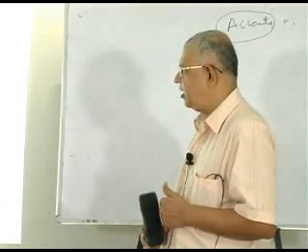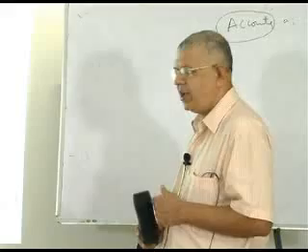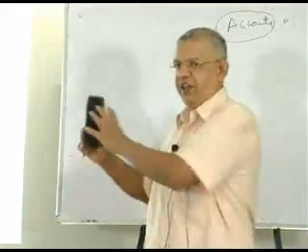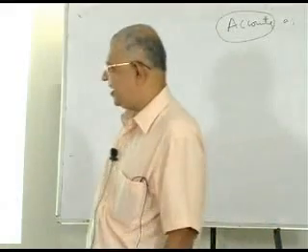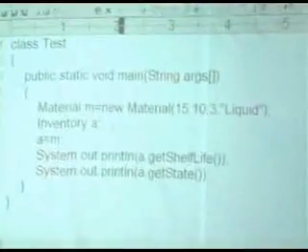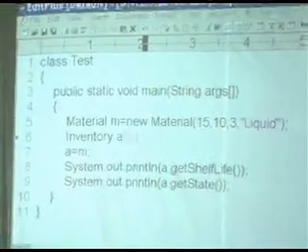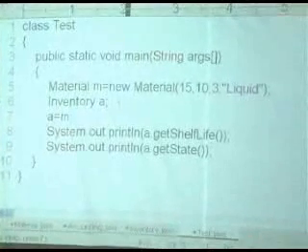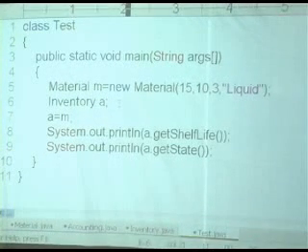So we'll make it an inventory interface. A is now a different face pointer, or a face reference. It's an inventory face reference. Now you'll see we are not changing anything else. We're still creating the material object M. We are now creating A as an inventory reference.